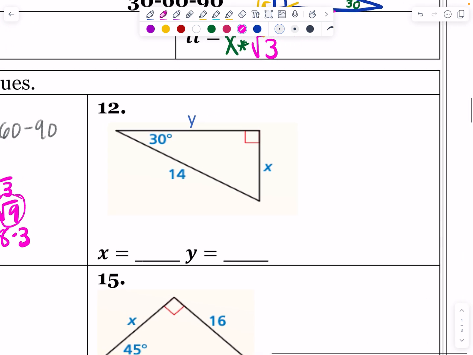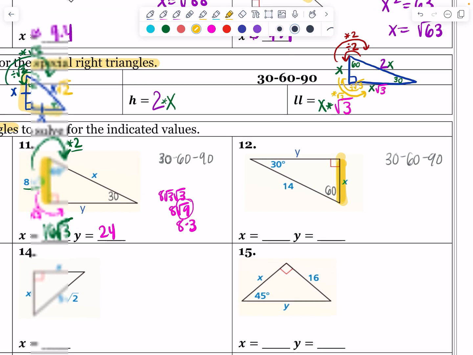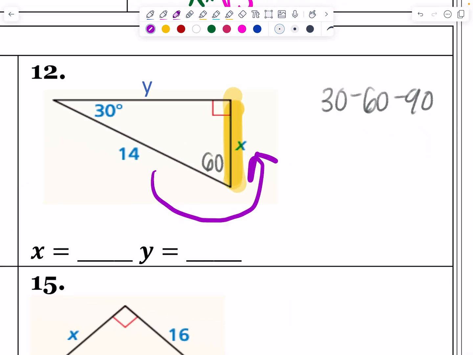Number 12. Number 12 is again a 30, 60, 90. A 30 and a 90, that forces this to be 60. So where's my short leg? It's all about the short leg. There's the x. The only number I currently have listed is the 14. So how do I go from the hypotenuse, which is 14, back to the short leg? Instead of multiplying by 2, I'm going to do the inverse because I'm getting smaller. I'm going to divide by 2. So what is 14 divided by 2? That is going to give me 7 for my short leg.